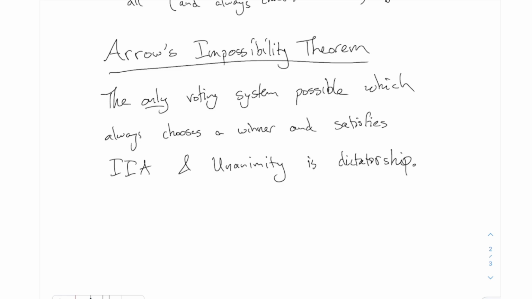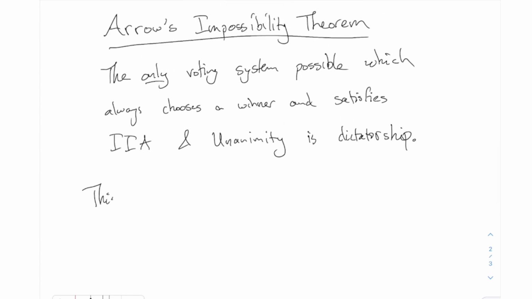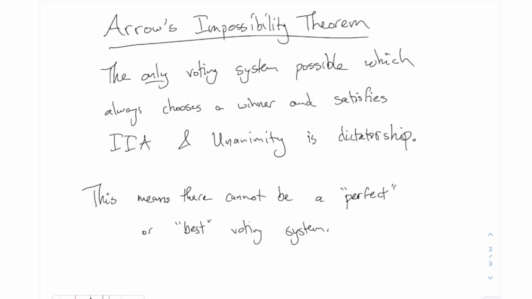All right? It's a bit of a bummer. This is something that Arrow did. Arrow actually won the Nobel Prize in economics, not for this, but this is what he's most well known for among mathematicians, Arrow's impossibility theorem. So this means basically there cannot be a perfect or best voting system. Because it's not even possible to satisfy just those two properties. The unanimity and the IIA cannot both be satisfied.